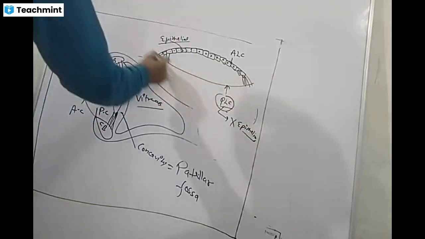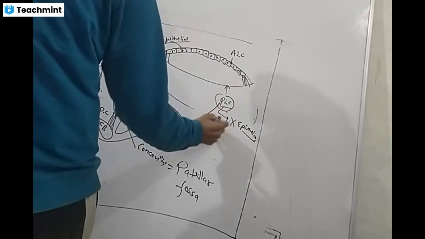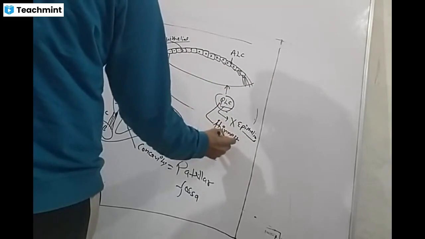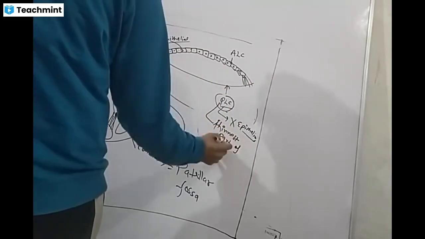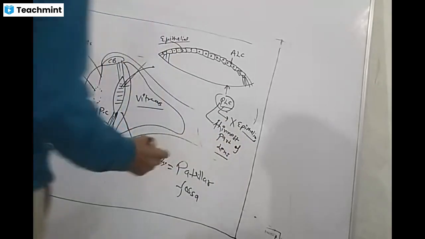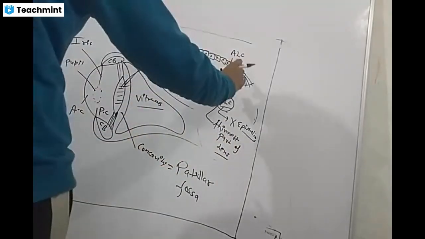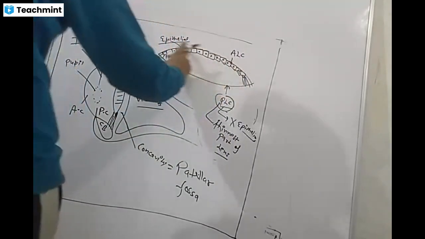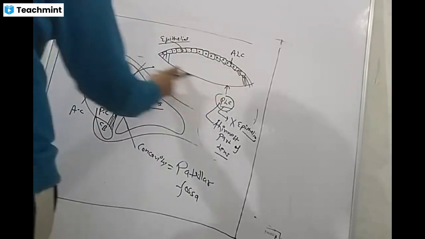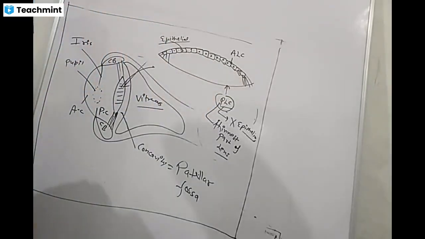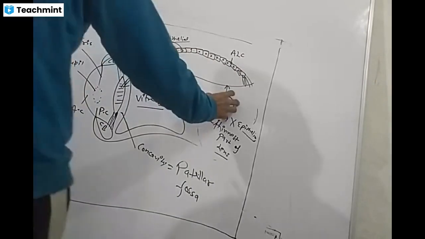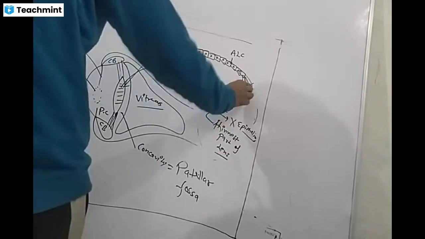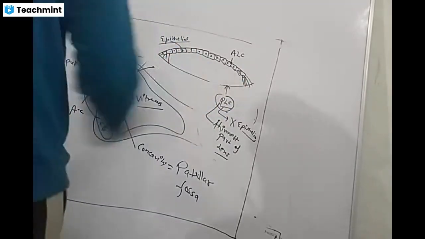And this posterior capsule is the thinnest part of the lens. So this is anterior capsule, this is posterior capsule. Anterior capsule is having epithelium just below it, but there is no epithelium below the posterior capsule. So posterior capsule is without any epithelium. Posterior capsule is the thinnest part of the lens.